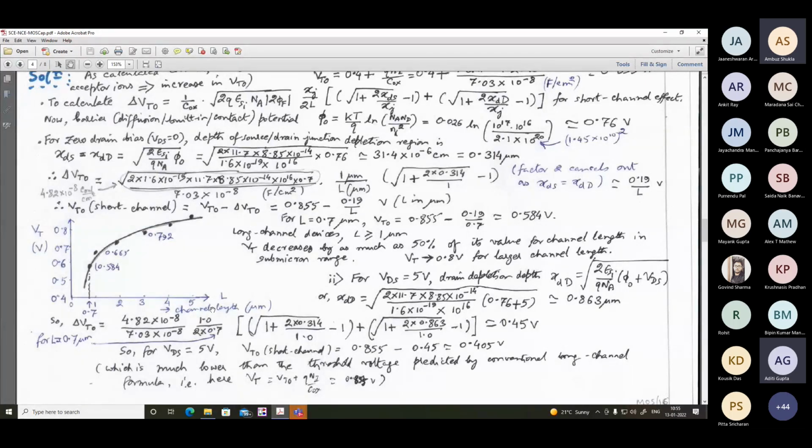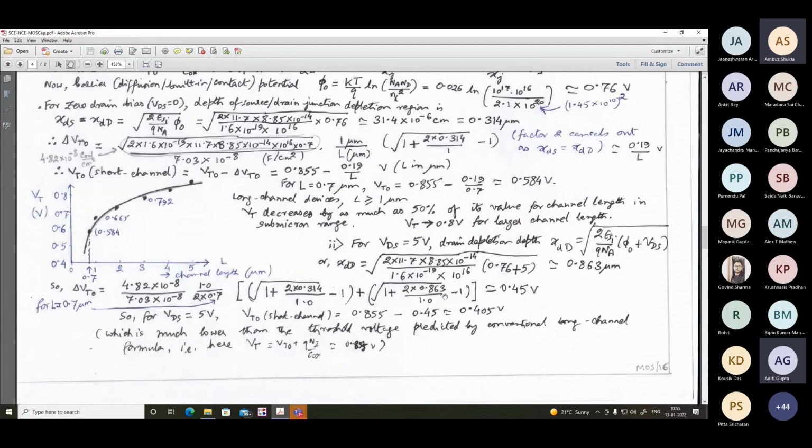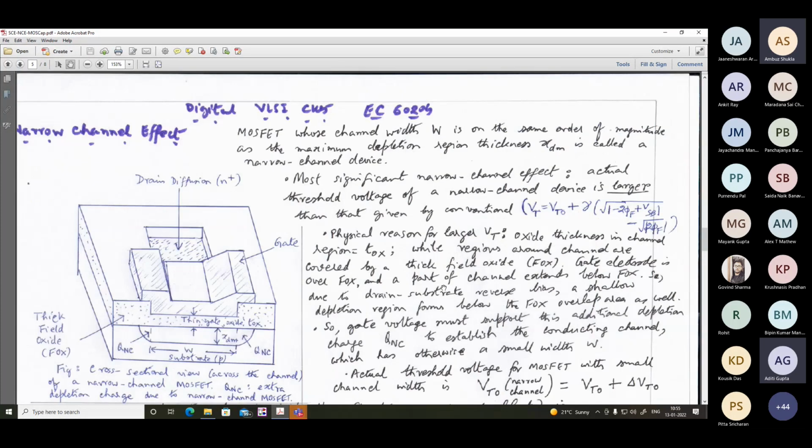For that, for the short channel effect, in order to make the correction, something has to be subtracted from the original threshold voltage. Correspondingly, now we show the narrow channel effect. See, short channel effect means the capital L was comparable to XDD, the depletion region. But now, when we talk about the narrow channel effect, it means the W, the other dimension, will be comparable.